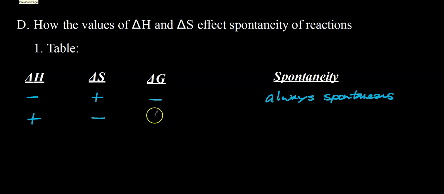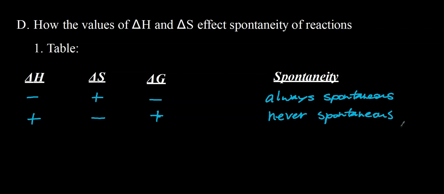So an endothermic reaction that decreases in entropy, the sign for delta G will be positive, which means what? Either always non-spontaneous, or better yet, never spontaneous. Meaning no matter what temperature this reaction occurs at, it will not occur by itself. All right, so we have a total of four to look at. We got two so far.